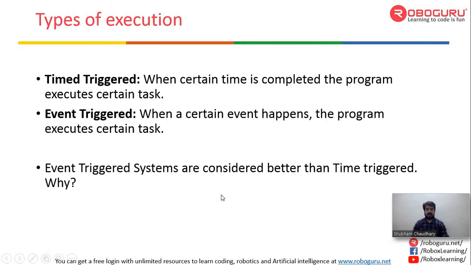Let's see types of execution. There are two types of execution. First is time triggered. So when a certain time is completed, the program executes a task. This is something we have already done in our previous classes.